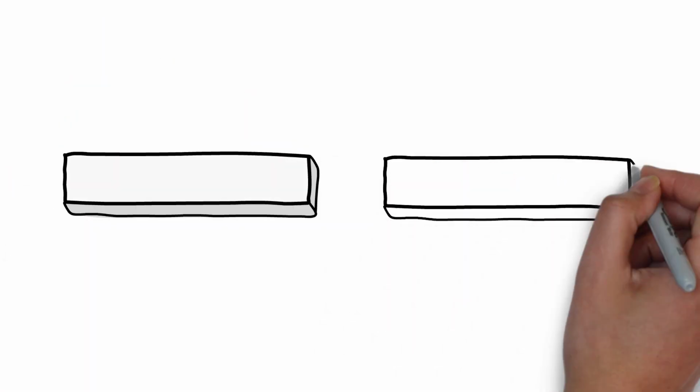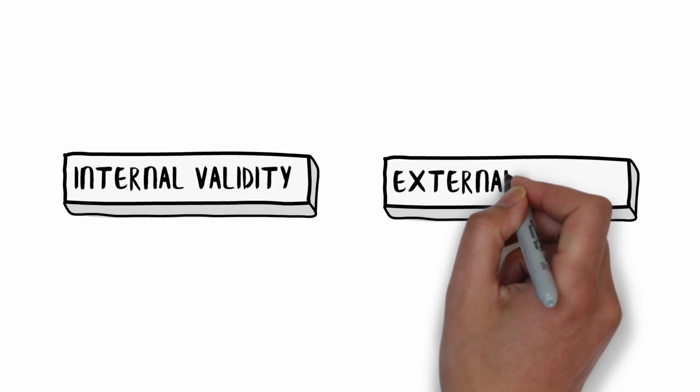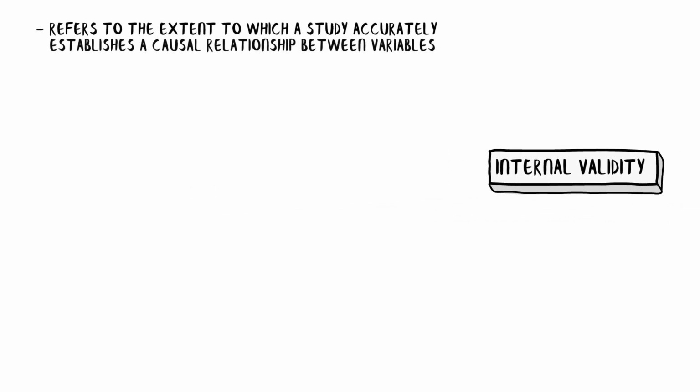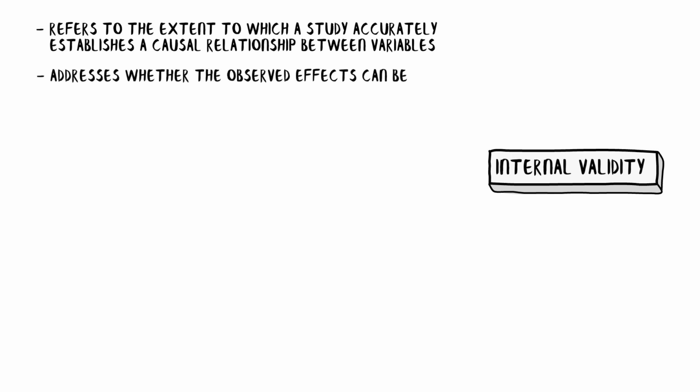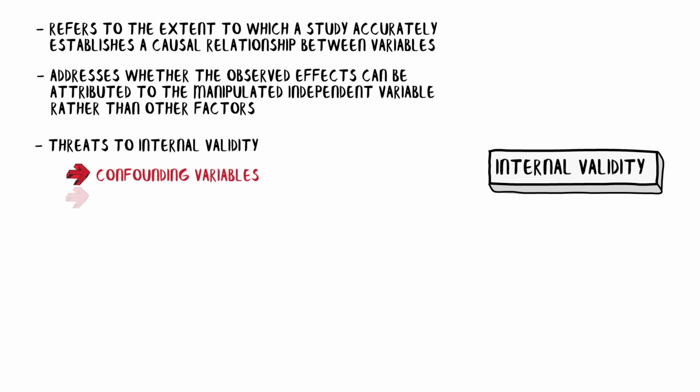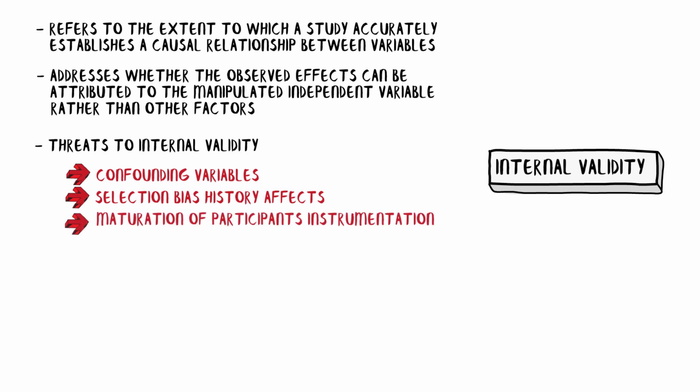Internal validity and external validity are two important concepts in research methodology that assess the quality and generalizability of research findings. Internal validity refers to the extent to which a study accurately establishes a causal relationship between variables. It addresses whether the observed effects can be attributed to the manipulated independent variable rather than other factors. Threats to internal validity include confounding variables, selection bias, history effects, maturation of participants, instrumentation issues, and experimental mortality.